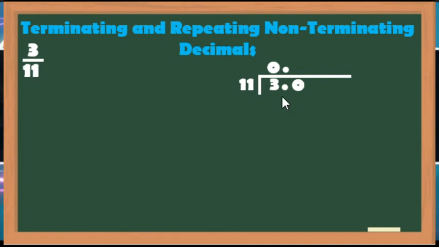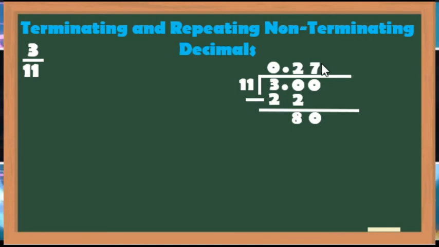We have 30 divided by 11 is 2. Multiply 2 times 11 is 22. Subtract 30 minus 22 is 8. Add 0 in our dividend. Bring down the 0. Divide. 80 divided by 11 is 7. Multiply 7 times 11 is 77. Subtract. 80 minus 77 is 3.